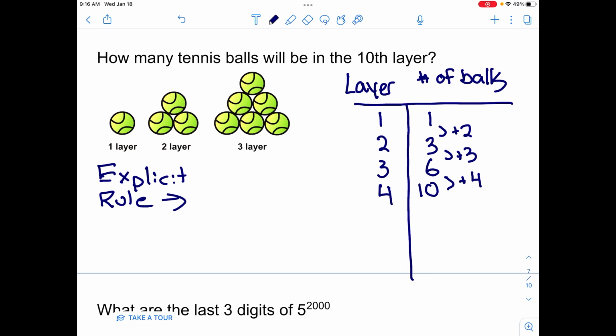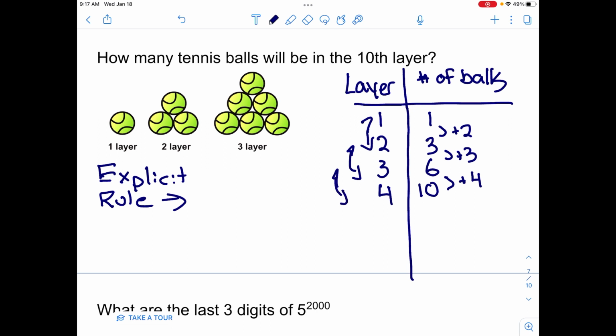In our explicit rule, we're going to relate the number of balls to the number of layers. Can we say there is a relationship between the number in our number of balls column and the number in our layers column? This is a little bit tricky, but if you take the layer and the one before it, and you multiply those two numbers, what do you notice?